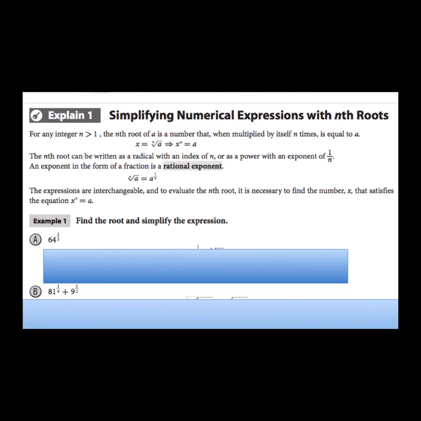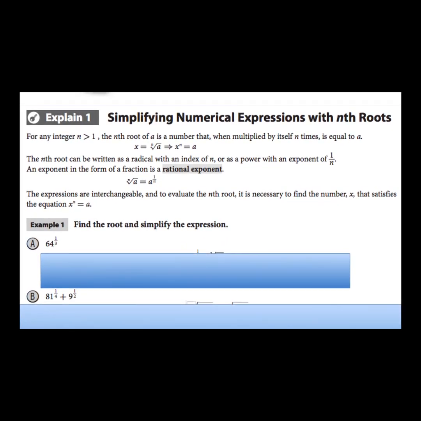So let's take a look at example 1. Simplifying numerical expressions with nth root. So if we take a look at the example, 64 to the 1/3 power. So the direction says find the root and simplify the expression. So if you look at the power, it's 1/3. So that's how we know that the radical is actually equal to the cube root of 64 to the 1 power. So that's 64.